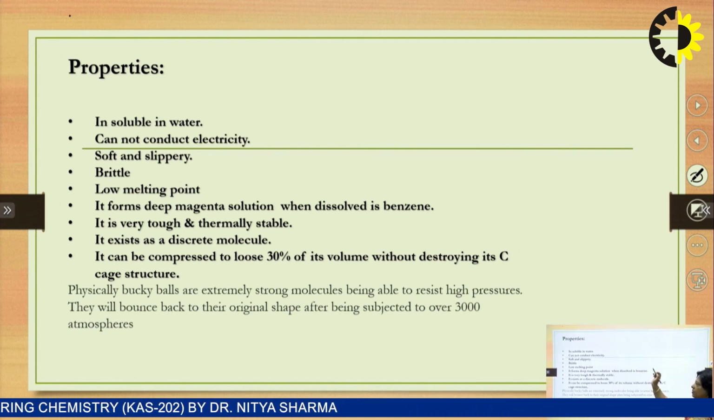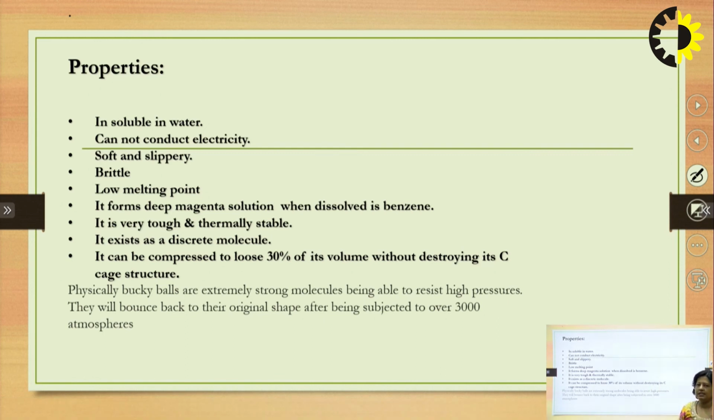Properties: it is insoluble in water and cannot conduct electricity. Obviously, the complete closed structure is there. Itself, it does not conduct electricity, unlike graphite. It is soft and slippery because it has a ball-like structure. It is brittle, has a low melting point, and forms a deep magenta solution when dissolved in benzene. It is tough and thermally stable. It exists as a discrete molecule.